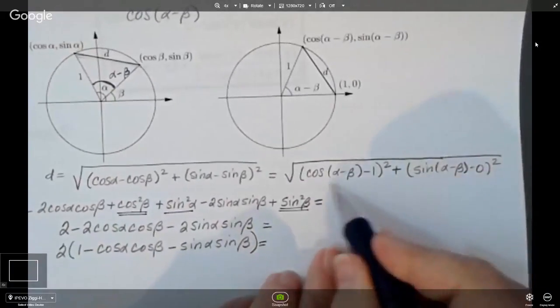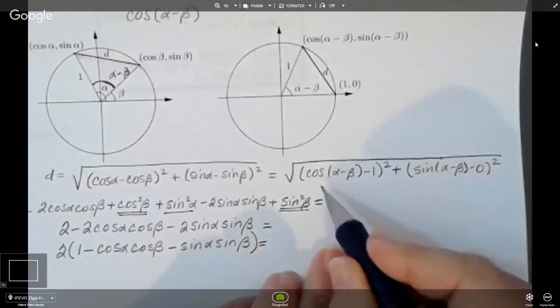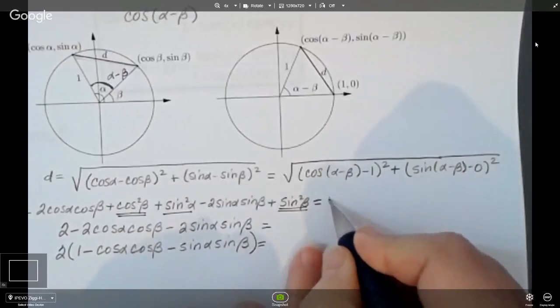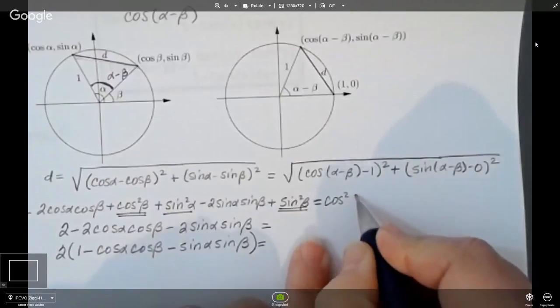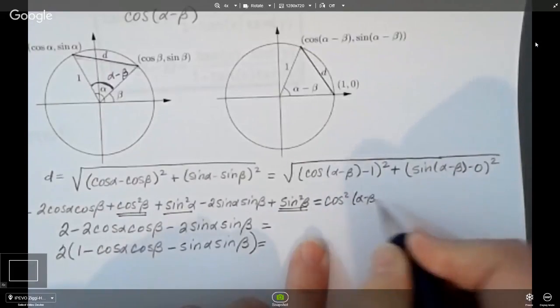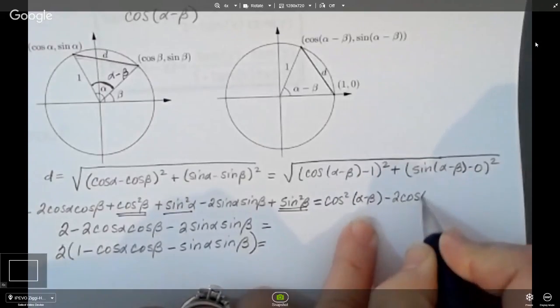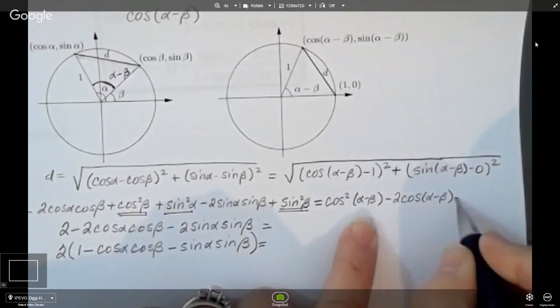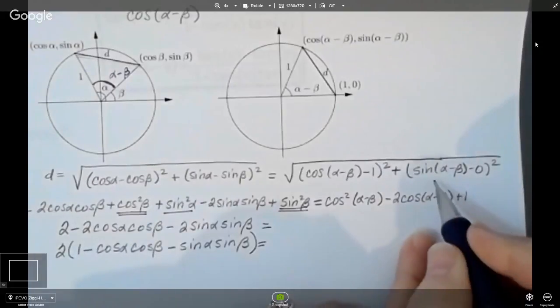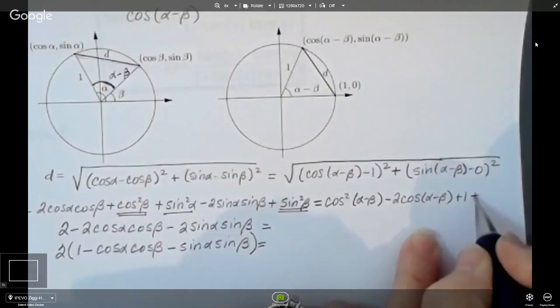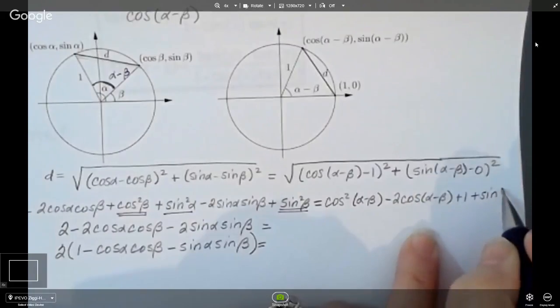All right, so when I expand this square of a binomial, we're going to get cosine squared of alpha minus beta minus 2 cosine of alpha minus beta plus 1. And then sine minus 0 is just sine. And then if I square that, I get a plus sine squared of alpha minus beta.